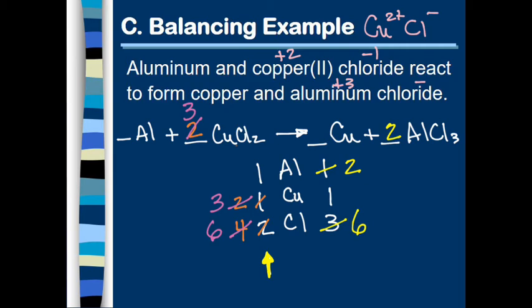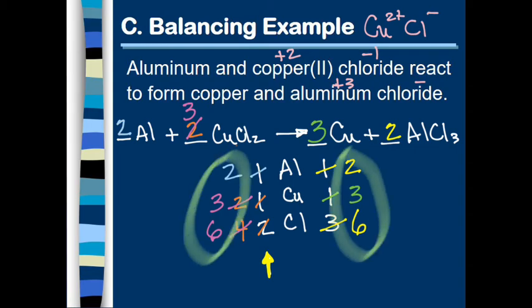Copper, on the right side, I will put a 3 in front of copper. That will give me 3 copper atoms. For aluminum, on the left side, on the reactant side, if I put a 2 in front of aluminum, that gives me 2 aluminum atoms. And it appears that my atom counts are now equal on each side. My coefficients are 2, 3, 3, and 2. Those cannot all be reduced to a lower whole number, so I've double-checked my work.